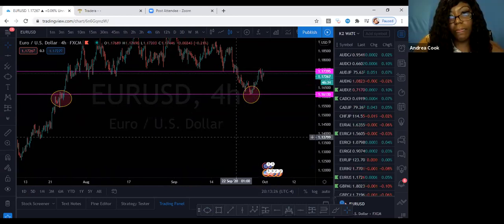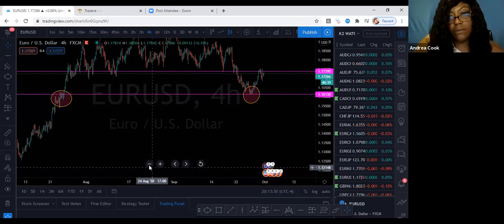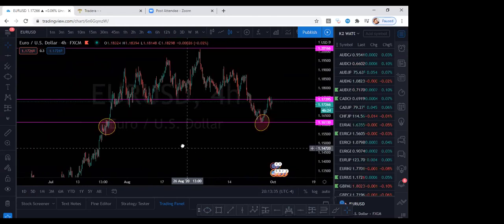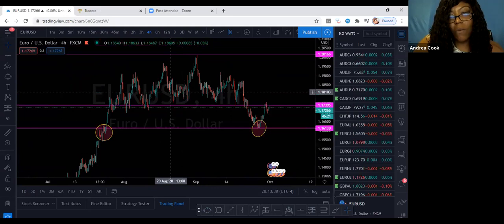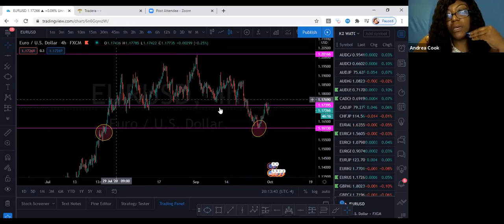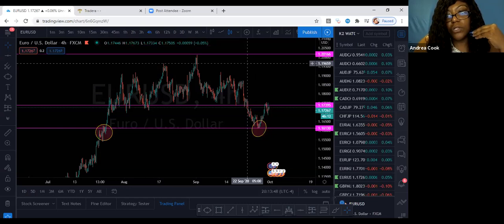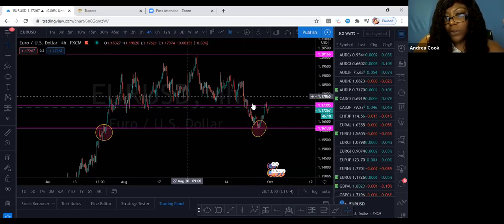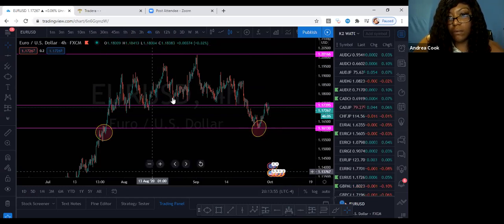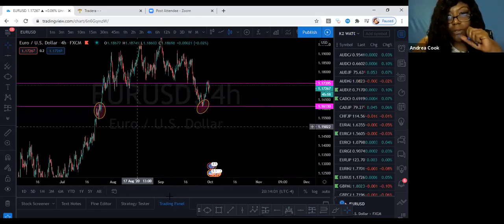Does that make sense? Yes. Okay. So does everybody see why this right here is called consolidation? Because the only money you can make is from here to here. You're just going back and forth. Okay, so everybody understood that.